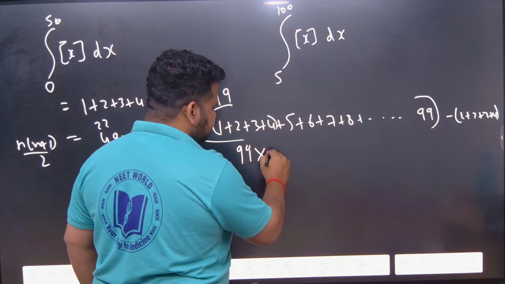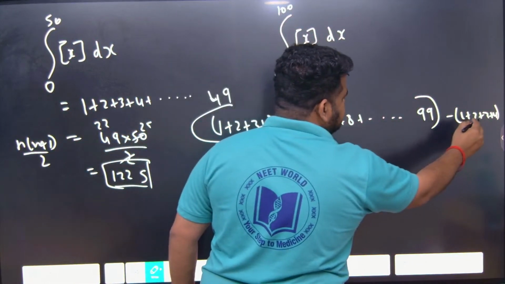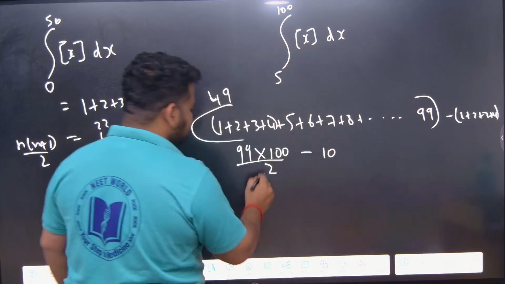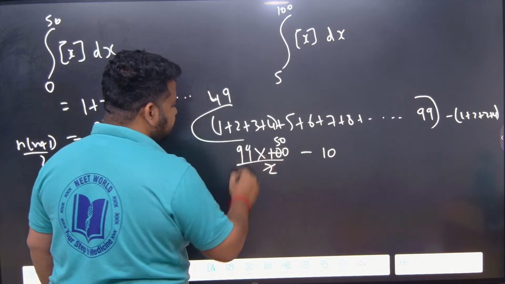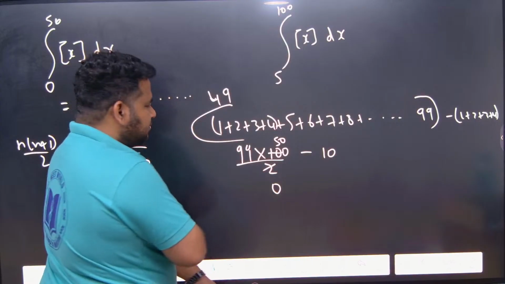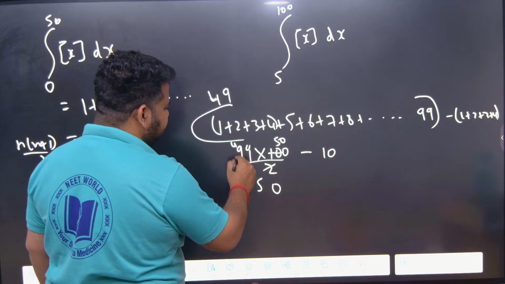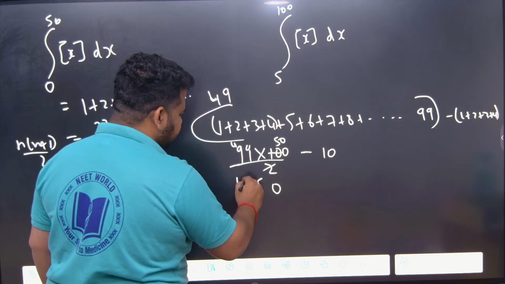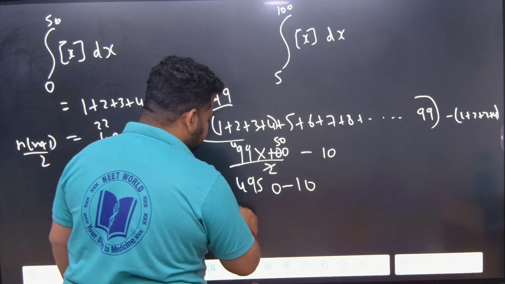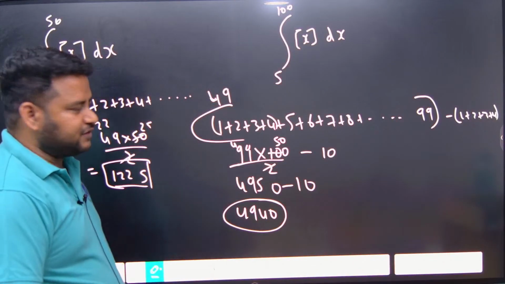99 into 99 plus 1, that is 100, divided by 2, minus 1 plus 2 plus 3 plus 4, which is 10. So 2 ones are 2, 50 into 99 is, 5 nines are 45, plus 4 is 49, so 4950 minus 10. We will get 4940. So this will be the perfect answer for this question.